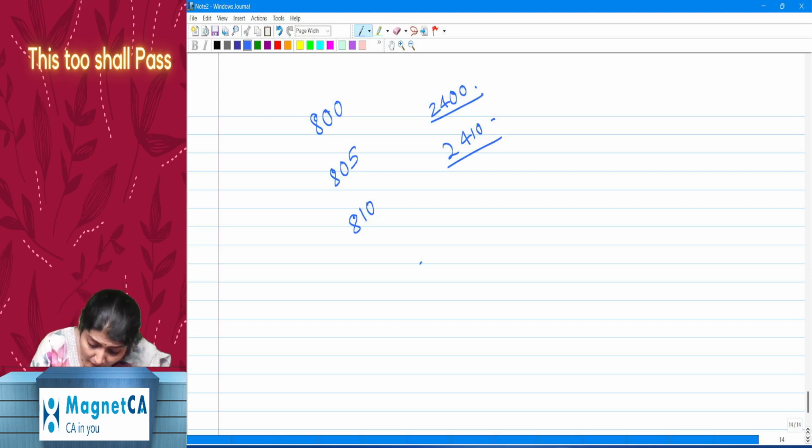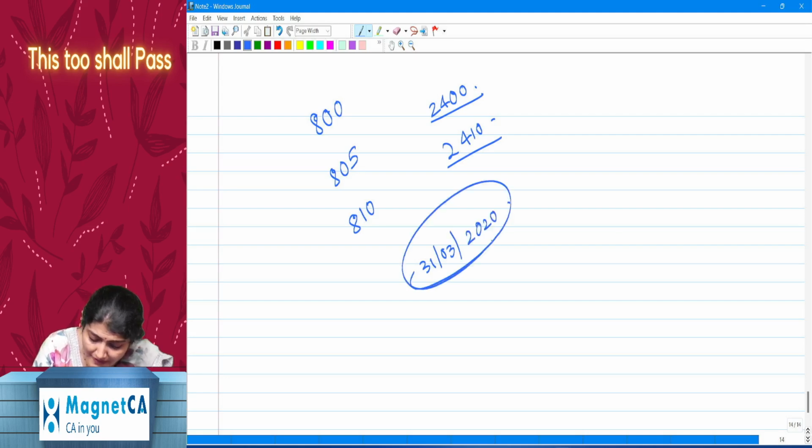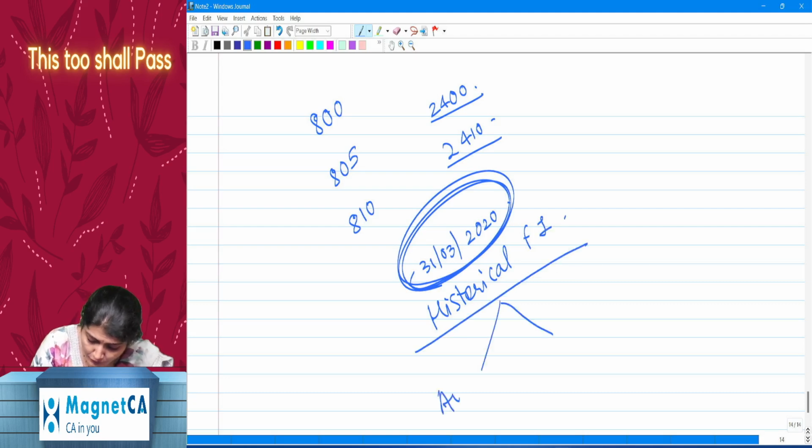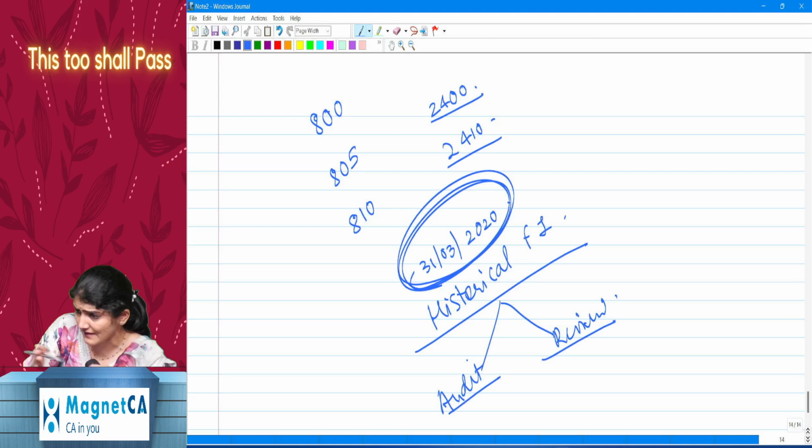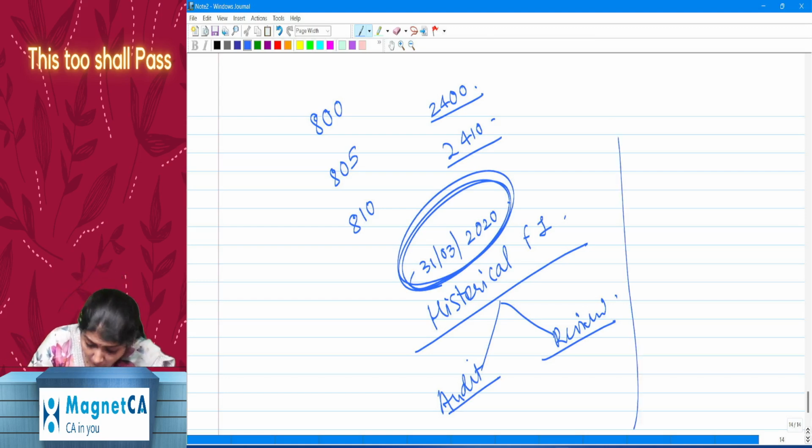Okay. Now, if client has prepared financial statements of 31st March 20, then that is historical financial information. What I can do, either I can do audit or I can do the review. Both are post-mortem activities, only level difference in the level of the assurance. Now, client has prepared financial statements of 31st March 2035.